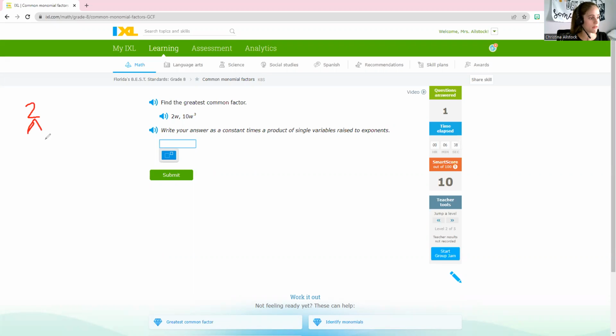If I find my factors of 2, it's simply 1 and 2. My factors of 10 are 1 and 10 and 2 and 5.